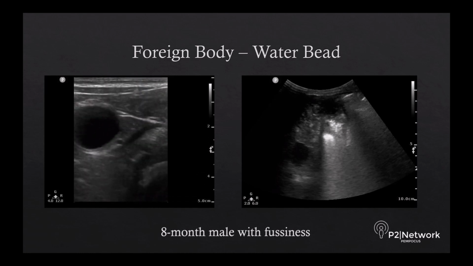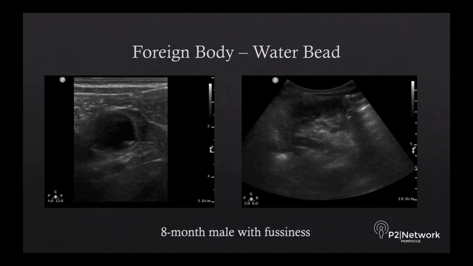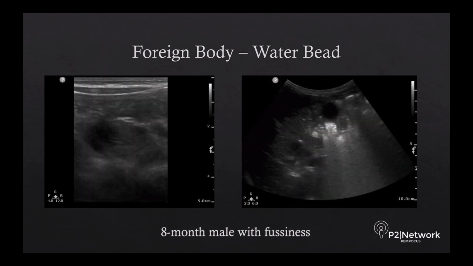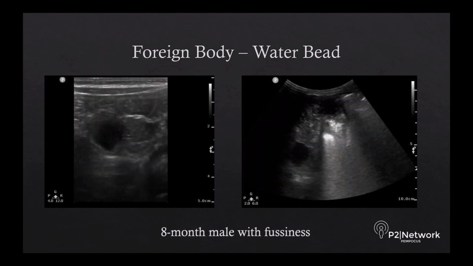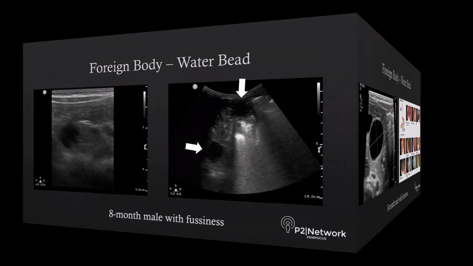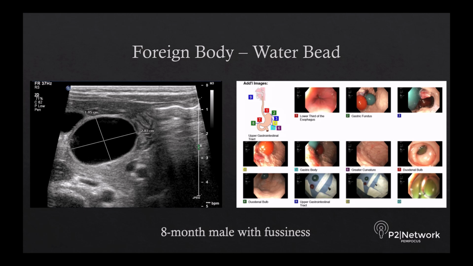On the right, we've got a curvilinear view in this same region. And once again, we notice there is a hypoechoic structure sitting in the near field and also a secondary hypoechoic structure sitting down in the far field, as noted by the arrows here. This was ultimately followed up by a radiology study, which confirmed the findings, showing the image here on the left.